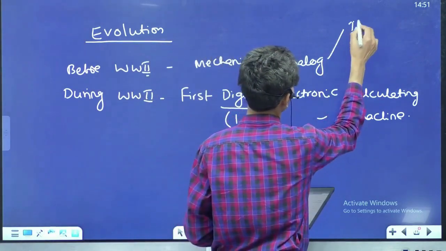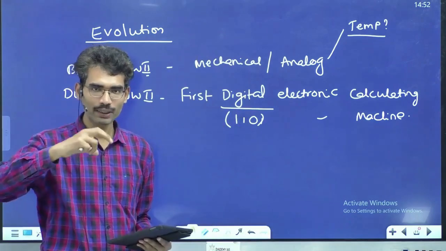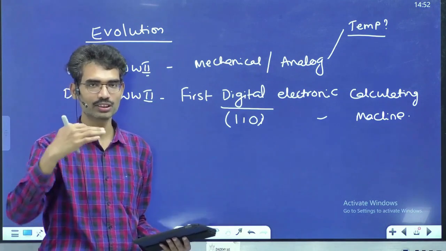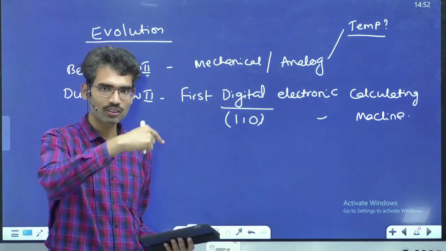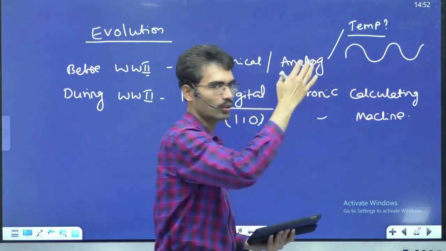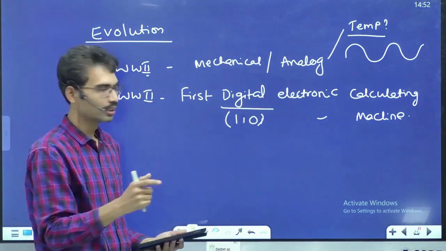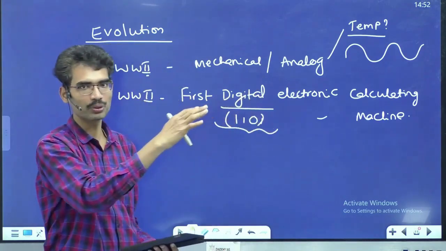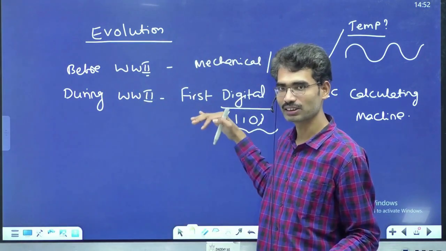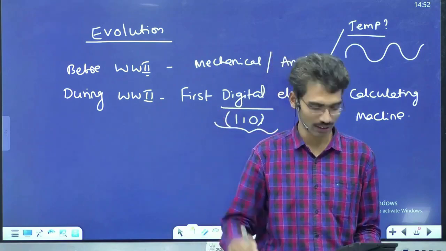For example, take temperature. You want to do weather forecasting, and temperature keeps on changing: 20 degrees, 25, 30, 35, again it comes down, 25, 20, and if it is winter, minus degrees. This is the continuous movement of numbers, analog. It will go up and down continuously. But when it comes to digital, you have only two states, one or zero. Because of this, the digitalization of computers transformed the power of computers itself.